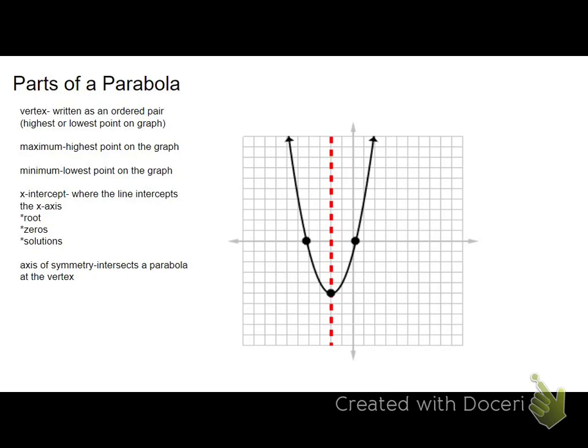So what we're going to talk about first is the vertex, okay? The vertex is written as an ordered pair, and it's either the highest or lowest point on the graph. If we're looking at our graph right now, what would be the vertex? It'd be right down here. So this lowest part on my graph would be my vertex.